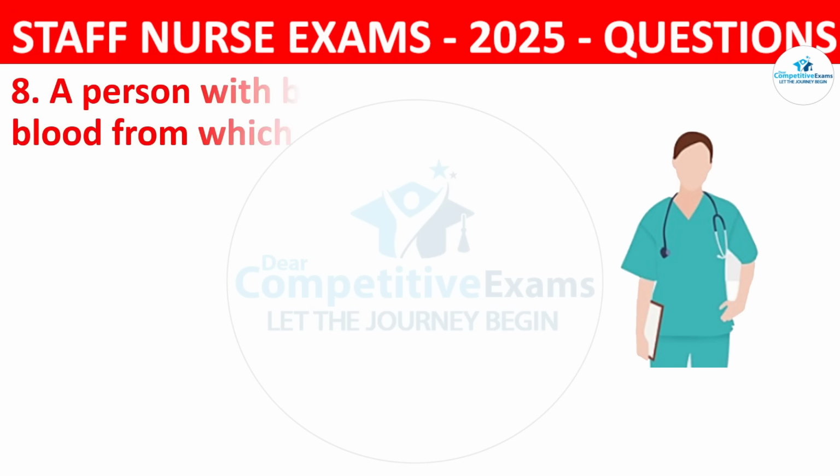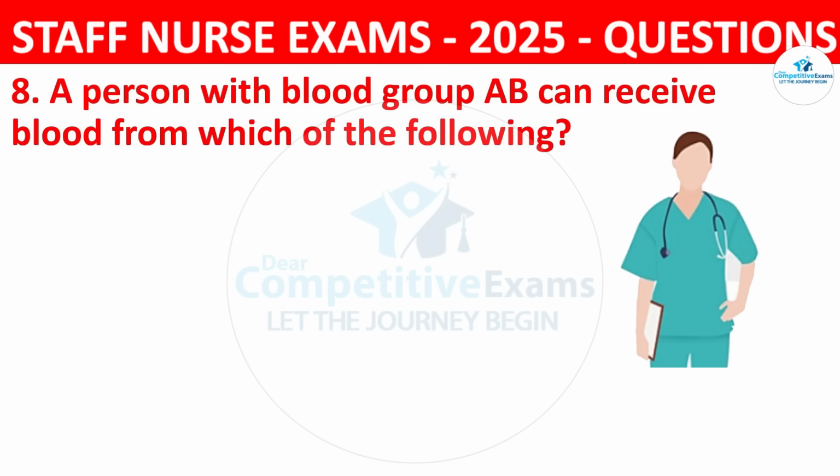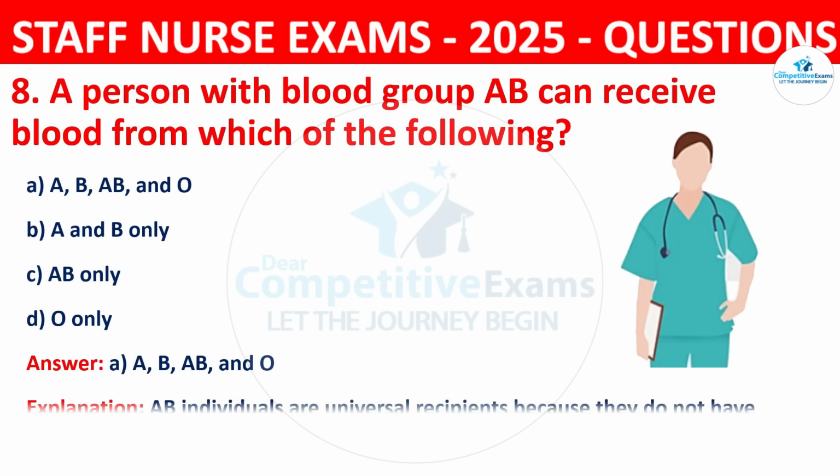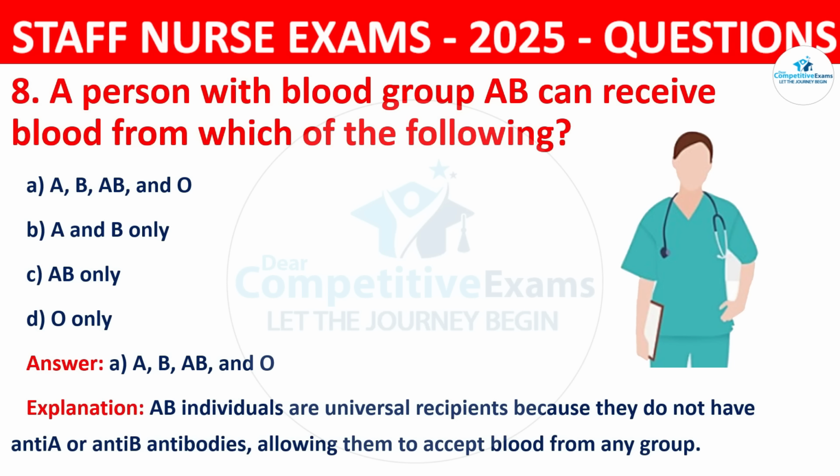Question number 8. A person with blood group AB can receive blood from which of the following? The options are A, B, AB and O, A and B only, AB only, or O only. The correct answer is A, that is A, B, AB and O blood types. AB individuals are universal recipients because they do not have anti-A or anti-B antibodies, allowing them to accept blood from any group.